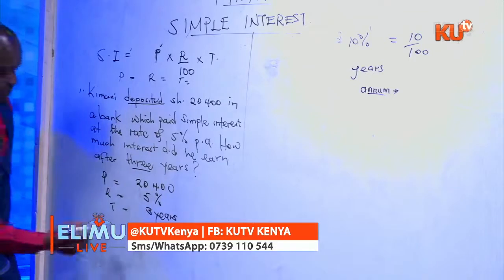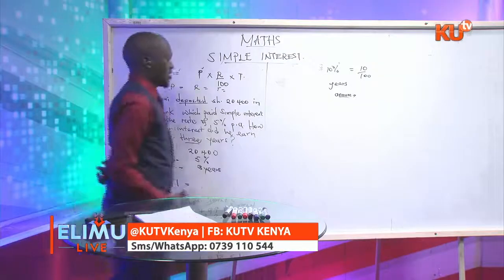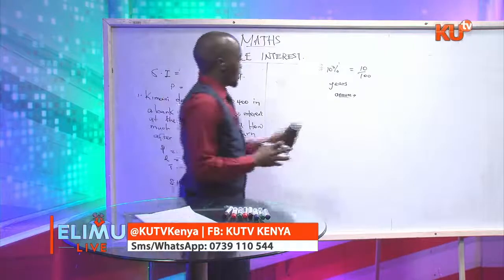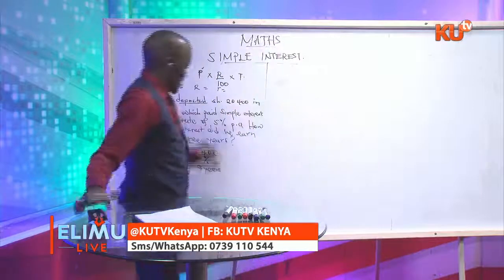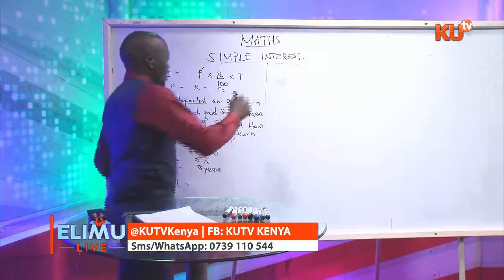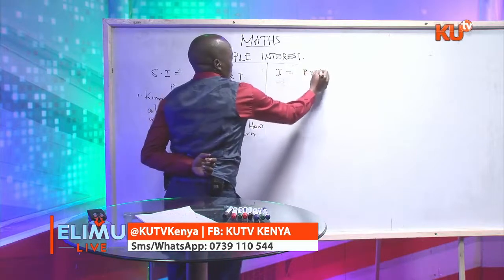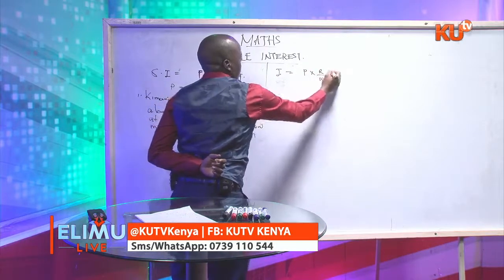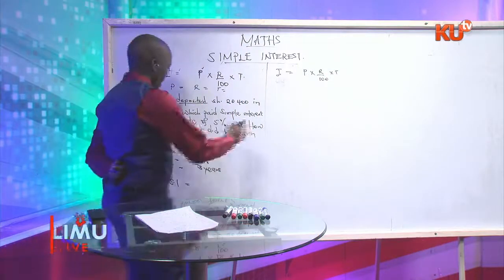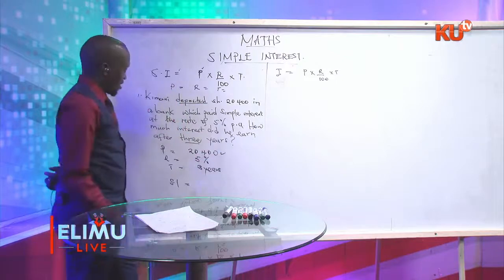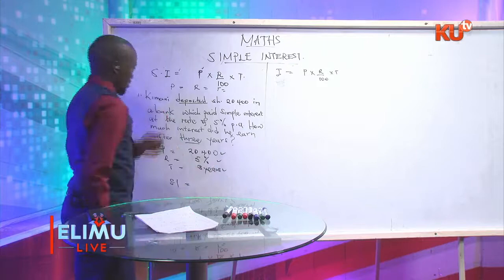So the question here is very simple. Find the simple interest, or find the interest. And as the name suggests, it is simple that way. There's nothing hard about it. So we shall come and write the formula. We say that interest is equal to principal times rate over 100 times time. So we've identified the principal as 20,400, rate 5%, time for 3 years.